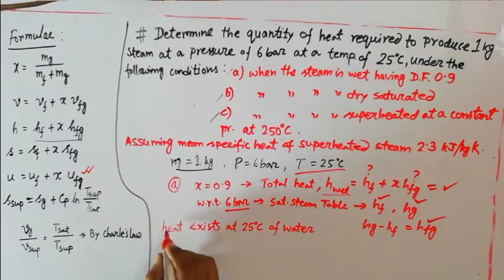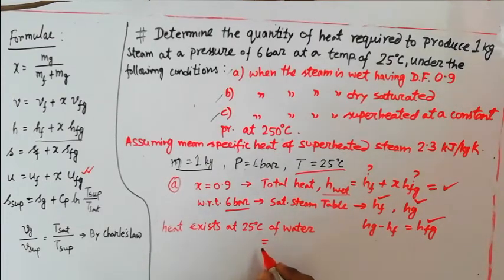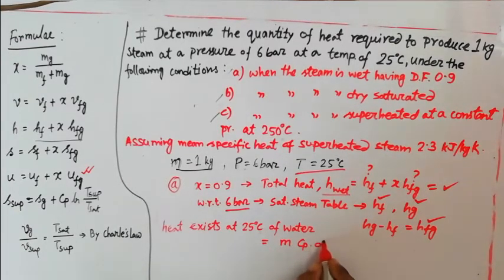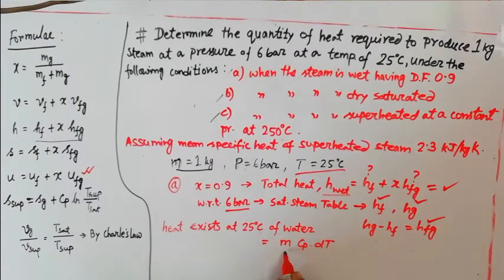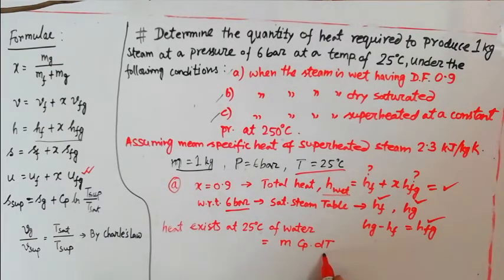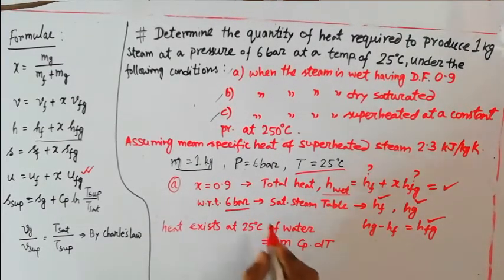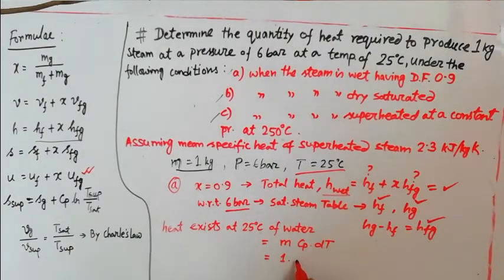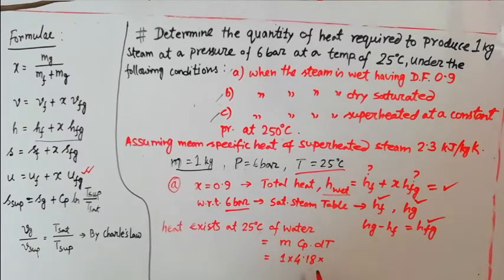What amount of heat is actually stored in that water? That is nothing but Cp into dT, or rather we can write m into Cp into dT. That is a very well known formula: mass of the water, specific heat of the water, and change of temperature of that water. So if the mass is 1 kg, I can put 1, and Cp, the specific heat for water, is 4.18 kilojoule per kg Kelvin. I told you to keep these values in your mind.